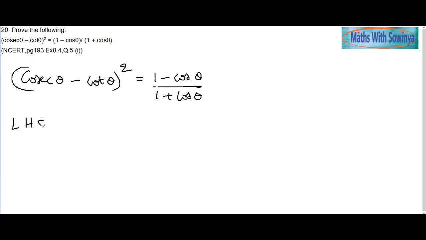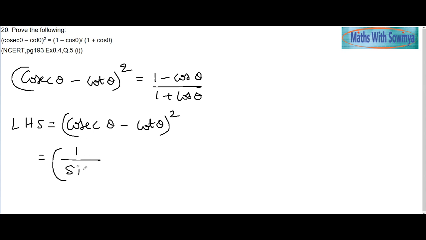So LHS, which is left hand side, my left hand side is this. So write that: (cosecant theta minus cot theta) whole square. You have to keep on simplifying this to reach the RHS. So cosecant theta, I know, is nothing but 1 by sin theta. Cot is cos theta by sin theta. Whole square is there. So let us write that.